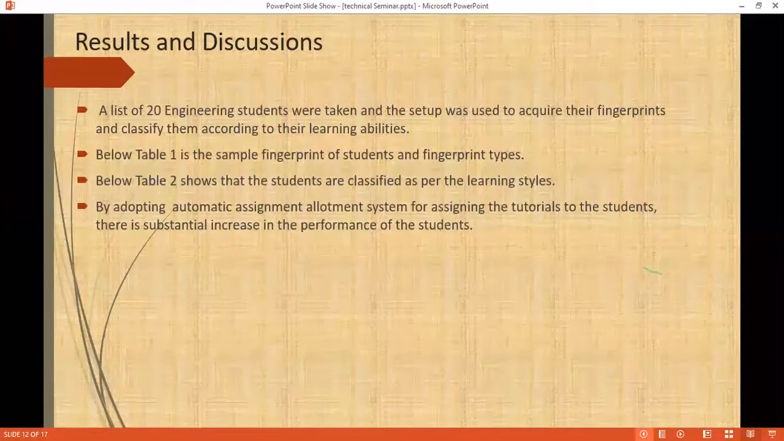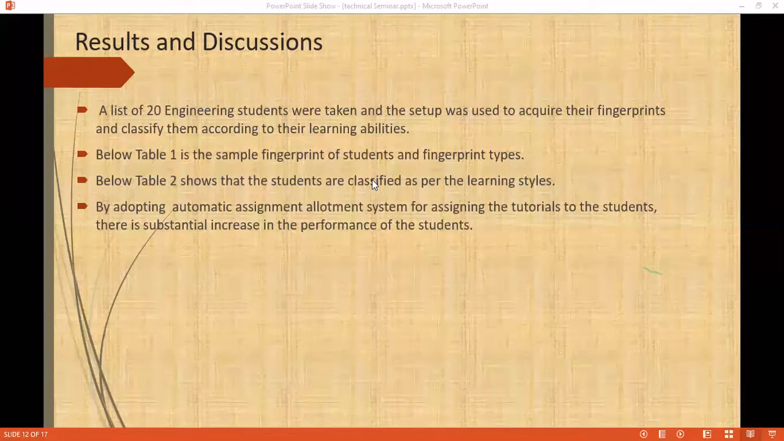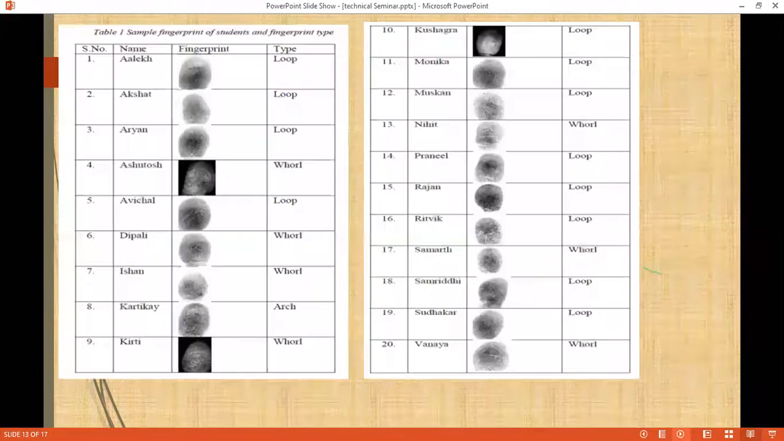Coming to results and discussions, a list of 20 engineering students was taken and set up. The 20 engineering students' fingerprints were taken and classified according to their learning abilities. So, Table 1. Table 1 shows the sample fingerprints of the students and the fingerprint types, the type of fingerprint that each has.